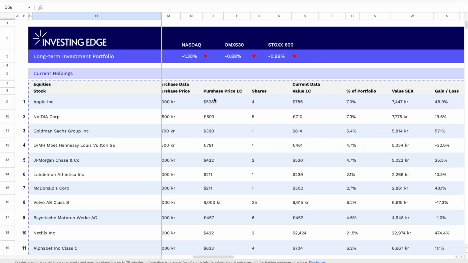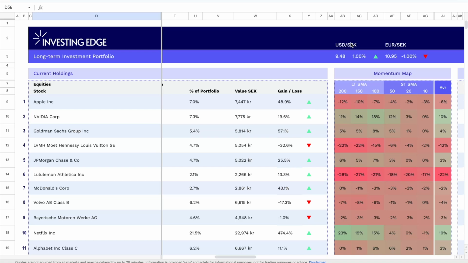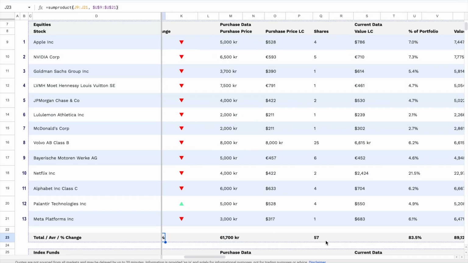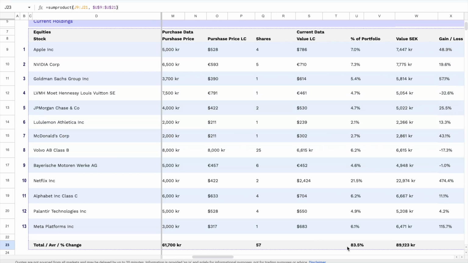And if we go a bit to the right, we can see the different types of currencies I have in my portfolio. In this case, it's the USD, right? And the Euro. Finally, at the very bottom, I like to look at the different types of totals, averages, or changes. In this case, we can see the total change of all the stocks, right? It was minus 78%. We can see the number of shares, right? And we can see the percentage of the portfolio. So this shows us that this person has not only stocks in their portfolio, they have other things as well, as stocks is only 83%.